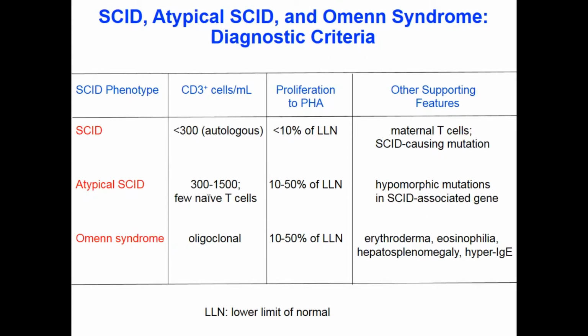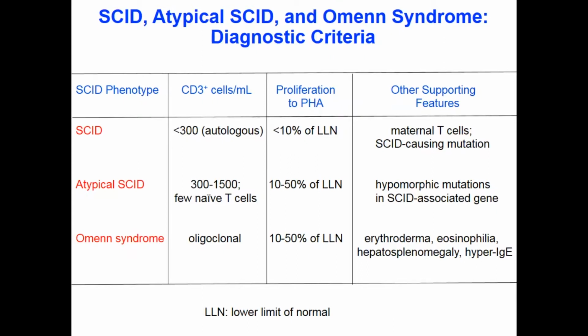Those T cells are not only present in slightly higher numbers than in patients with typical SCID, but they also have a slightly less profound defect in T cell proliferation. In fact, the T cells can mount a proliferative response which is somewhere between 10 and 50% of lower limit of normal. And typically what you find is that they carry mutations in the same genes, the SCID-associated genes, but these mutations are permissive for some protein expression or function.